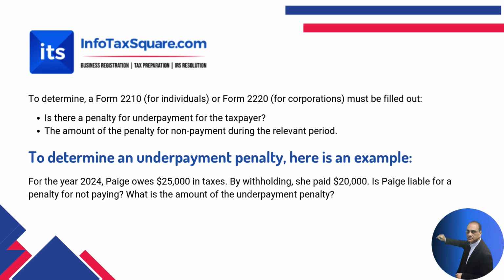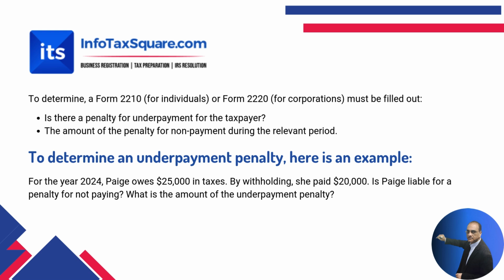To determine an underpayment penalty, here is an example. For the year 2024, Paige owes $25,000 in taxes by withholding. She paid $20,000. Is Paige liable for a penalty for not paying? What is the amount of the underpayment penalty?